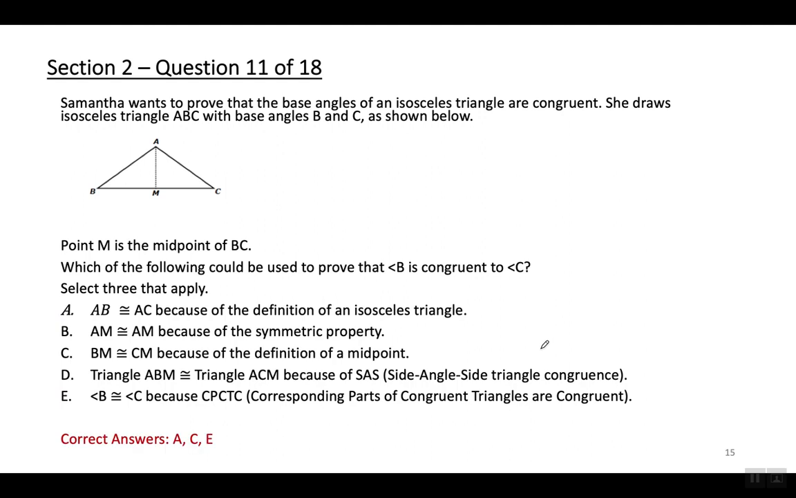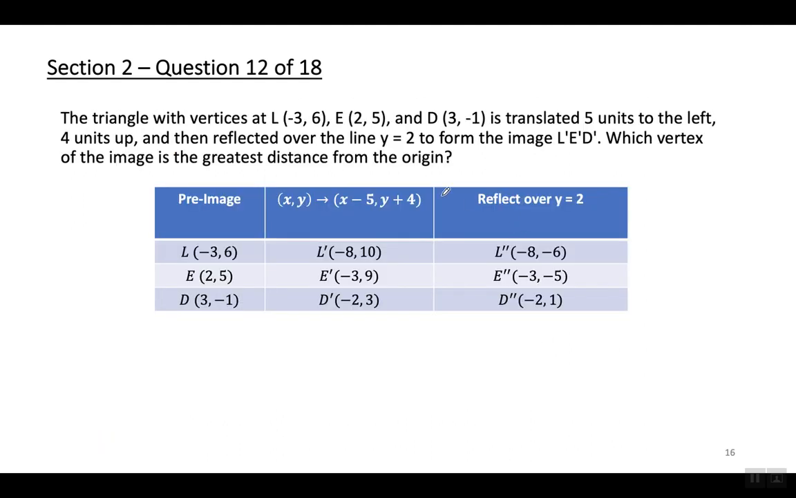All right, next one. The triangle with vertices at these points is translated 5 units to the left and then 4 units up and then reflected over the line y equals 2 to form the image L prime, E prime, D prime. Which vertex of the image is the greatest distance from the origin?